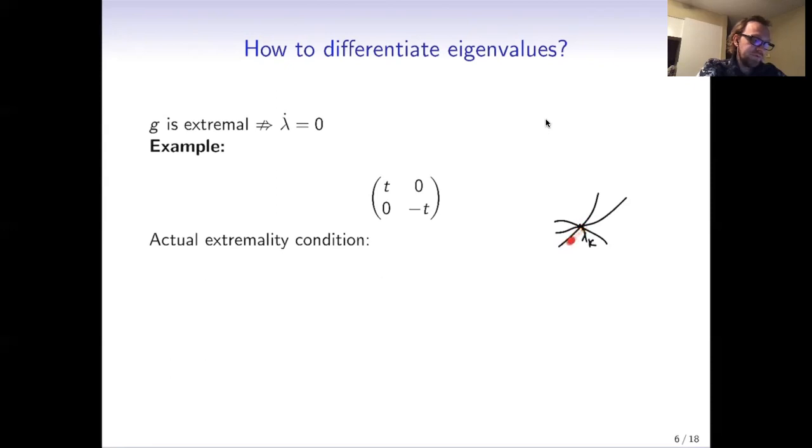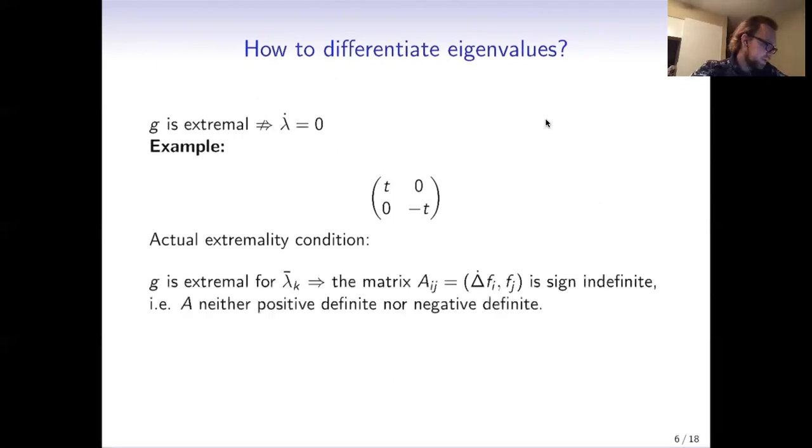Right, and then your condition is actually about those slopes. The slope on the left is positive, right? And the slope on the right is negative, right? There has to be at least one slope which is positive, and at least one slope which is negative, right? And this is a condition of extremality. So mathematically, it is expressed like this. G is extremal for lambda k if this matrix is sign indefinite, right? Where Fi is in the corresponding eigenspace, Ek.